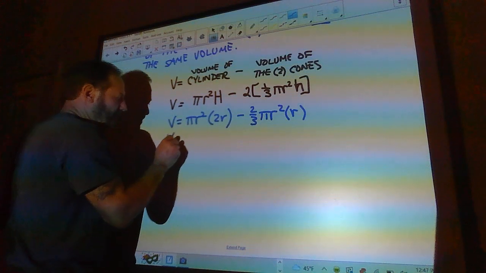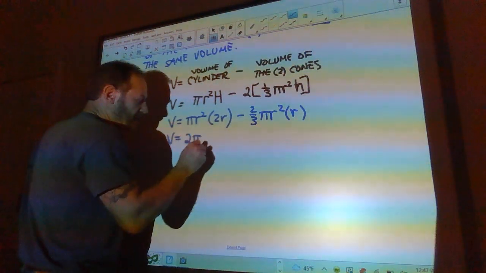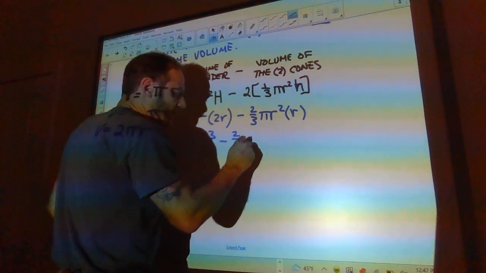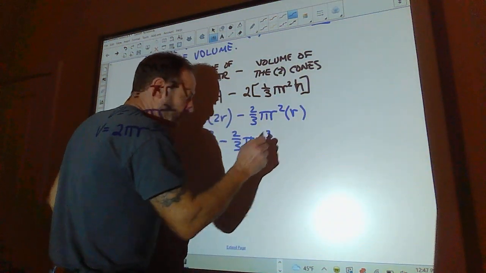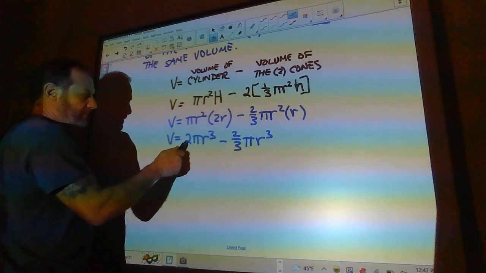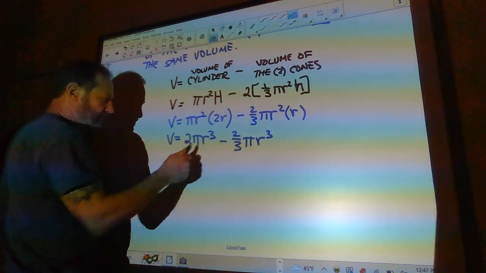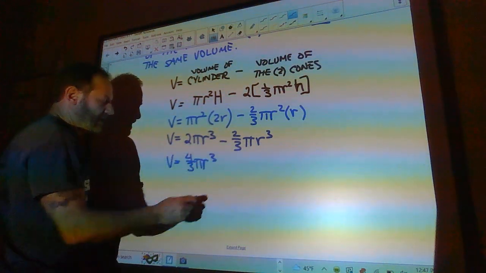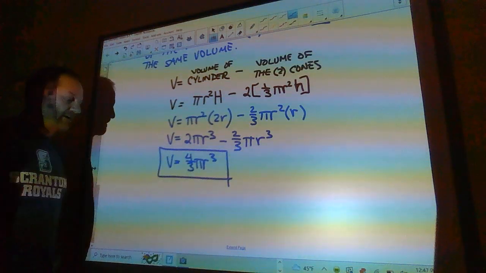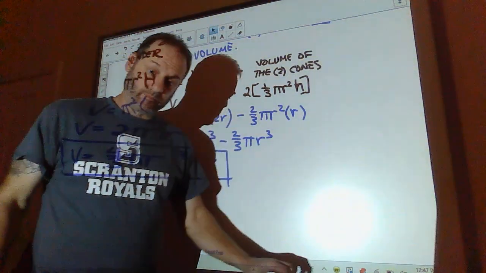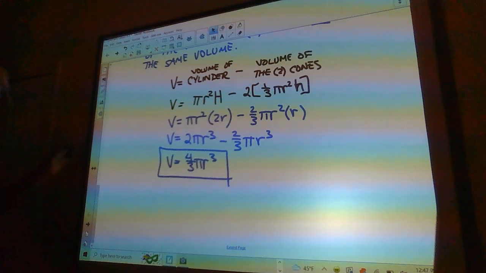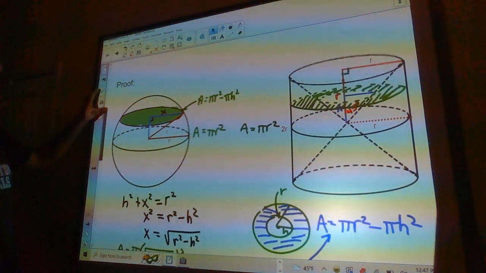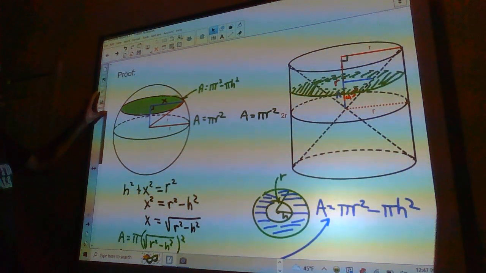I just finished this up. The volume is going to be 2 pi r cubed, if I multiply this together, minus 2/3 pi, this multiplied together is r cubed. So if I have 2, remember that 6/3 is 2, minus 2/3, that's going to be 4/3 pi r cubed. And that, my friends, is how they came up with that formula. So, that's a pretty tough little proof, but hopefully you got it.